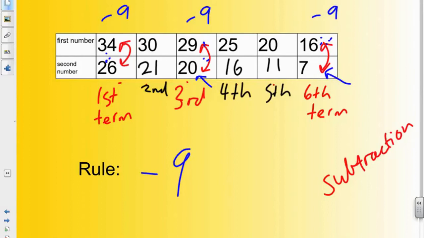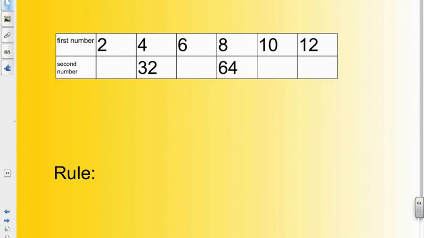You're trying it all by yourself. Oh, this is a hard one. I'll give you a hint. It's multiplication. It's times. You've got to multiply for the rule here. Multiply. Do it all yourself. Go on, find out the rule. Fill in the boxes. See if you can find it out. Pause me and then do it in your book.